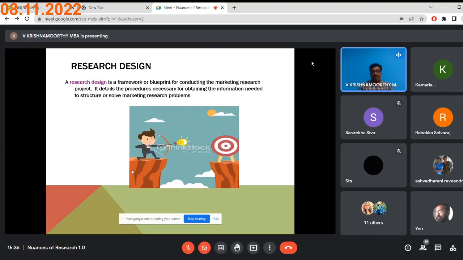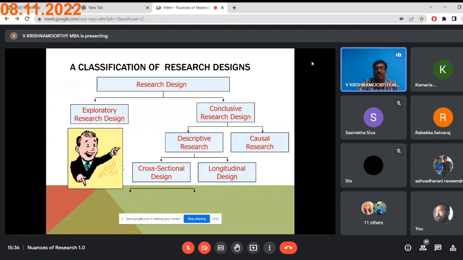Similarly, before conducting research, you should have some kind of plan. This is said to be research design. Research design is a blueprint for conducting the market research process. With the help of research design, you can take your research very easily to the next level. There are two types of research design: one is exploratory research design, another is conclusive research design.